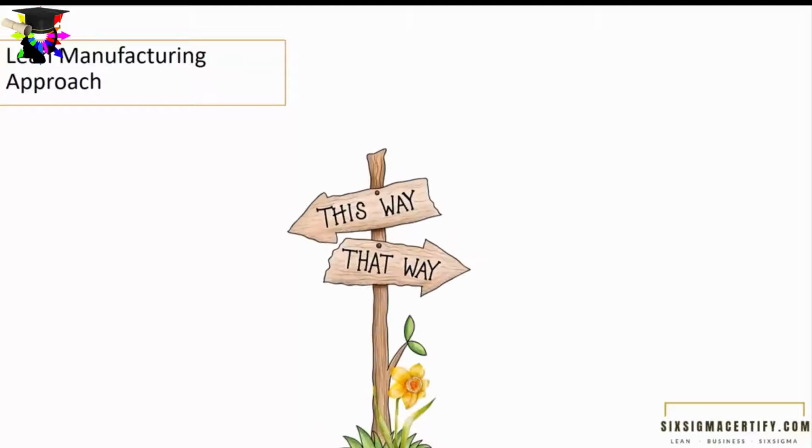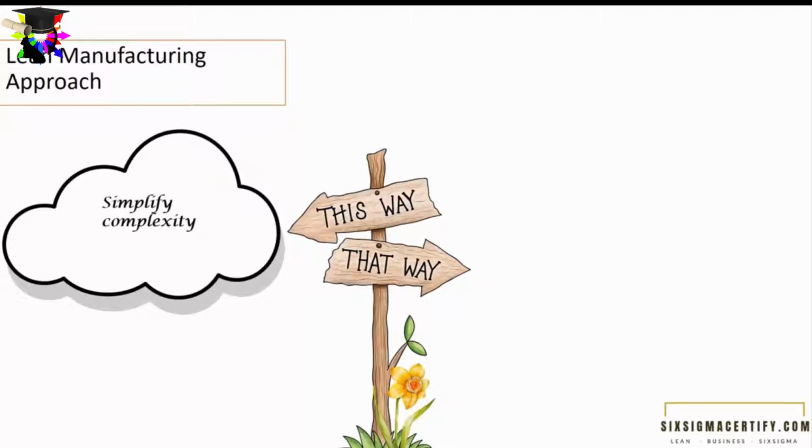Now let us learn something about the lean manufacturing approach. The lean manufacturing approach is basically different from the traditional manufacturing approach in two ways. First of all, lean helps to simplify the complexities. It doesn't encourage addition of more machines or more people or manpower, or simply create a complex process. Lean always welcomes simplifying the process and making it easily operational.